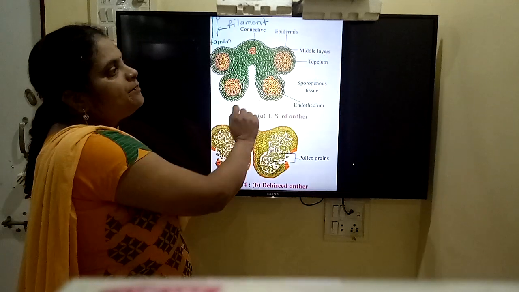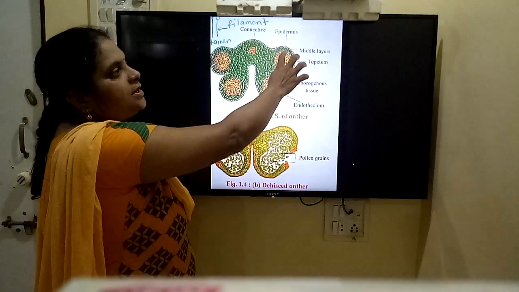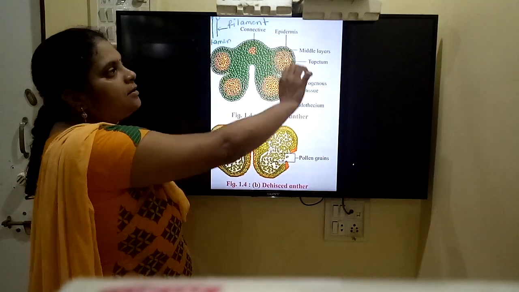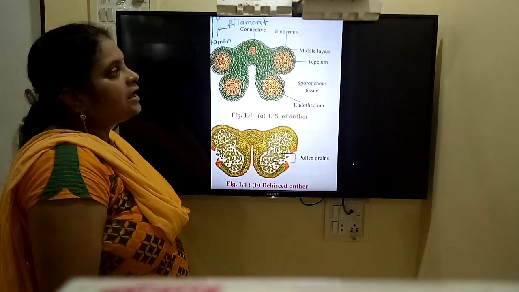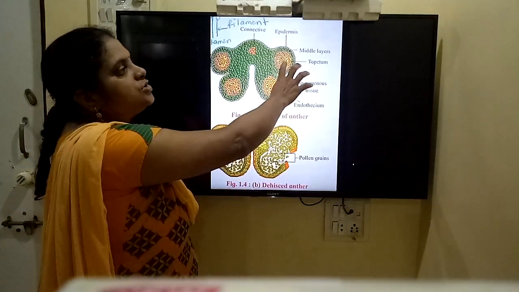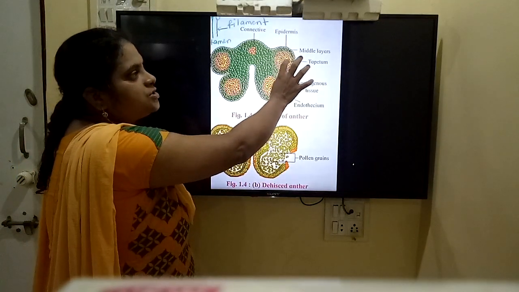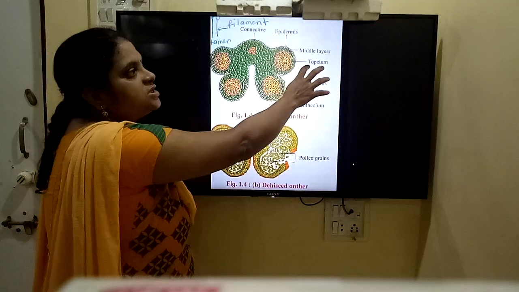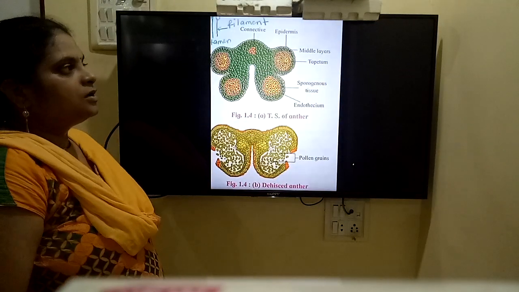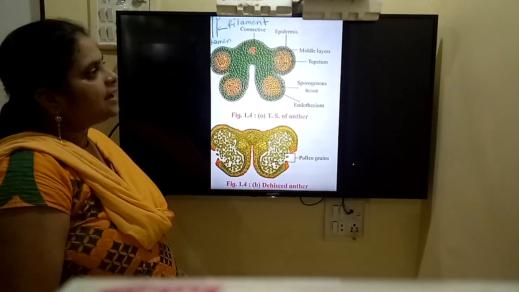Now the next, the 4th, is the tapetum. This is the tapetum layer. This tapetum layer is a nutritive one and encloses the sporogenous tissue. So here is the sporogenous tissue, and this one is the tapetum which covers that. So this is a nutritive layer. This we can clearly observe in the diagram.